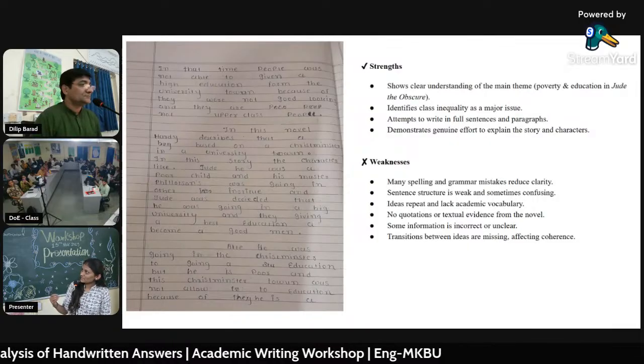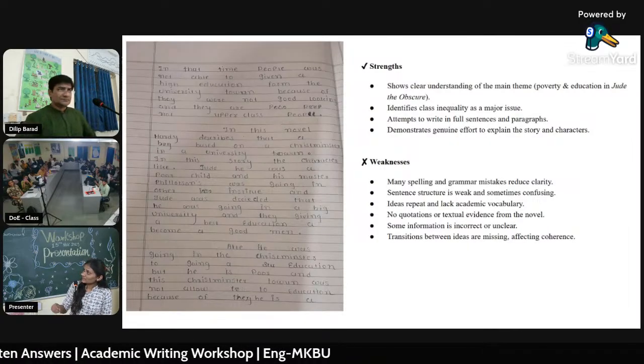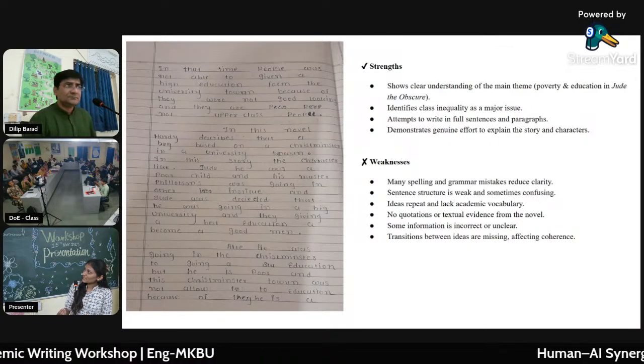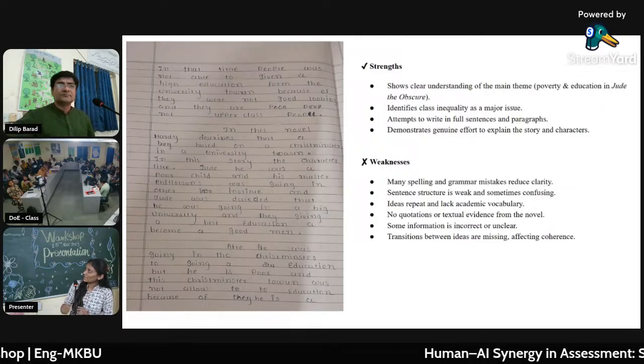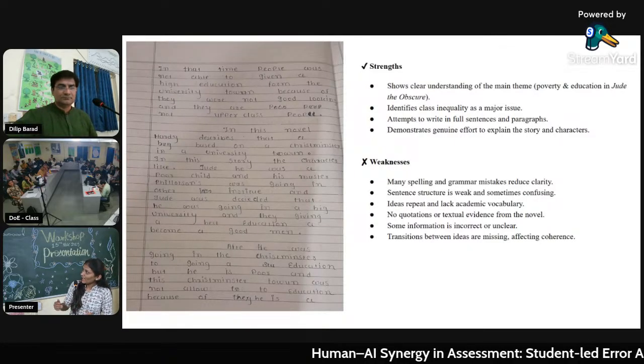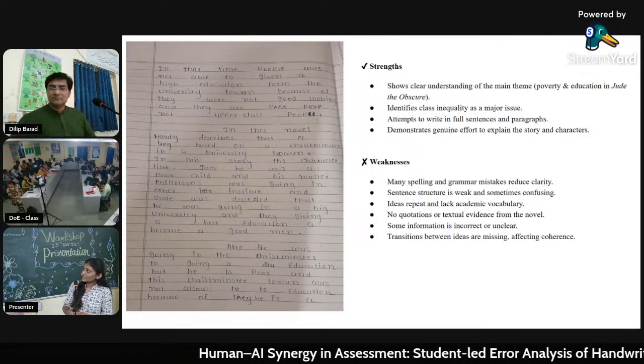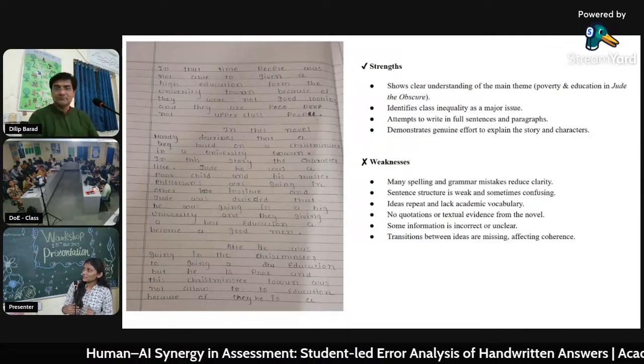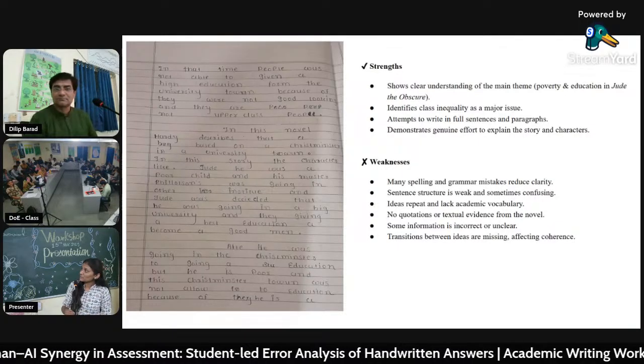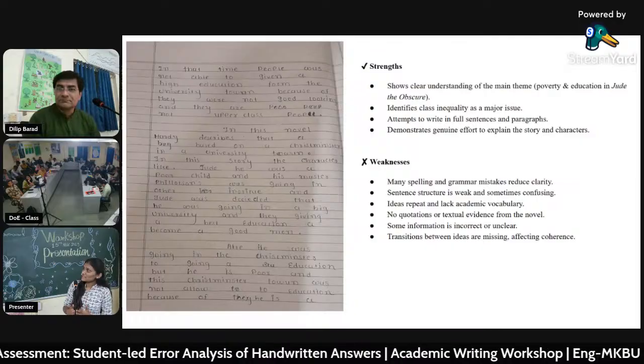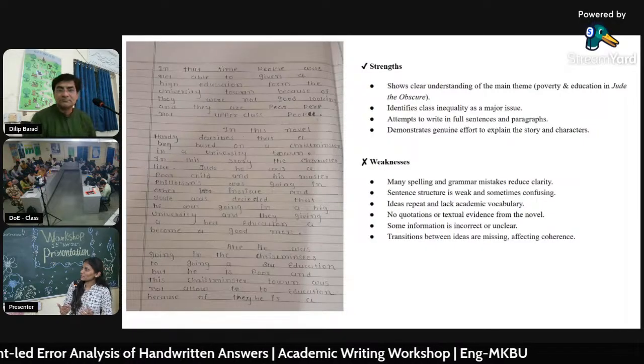This answer is by Sandhya Booth. Her strength is that she shows a clear understanding of the main theme, poverty and education in Jude the Obscure. She identifies class inequality as a major issue. She also attempts to write in full sentences and paragraphs, demonstrating genuine effort to explain the story and characters.